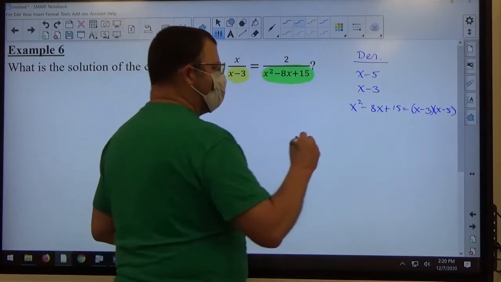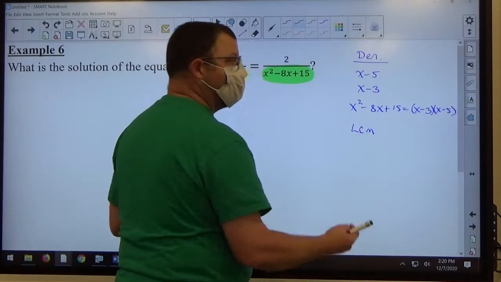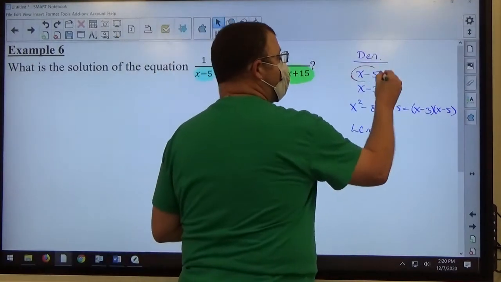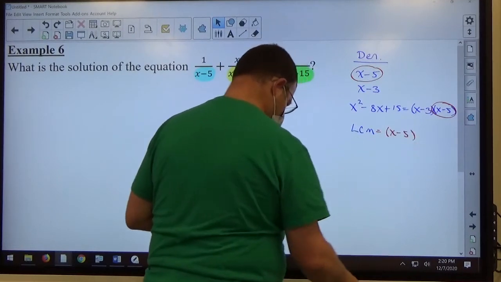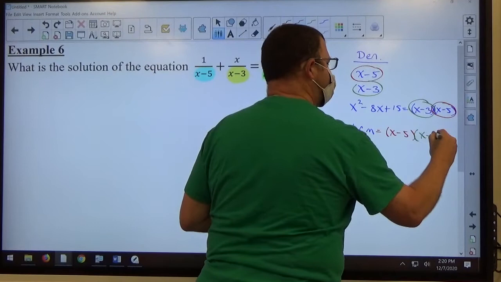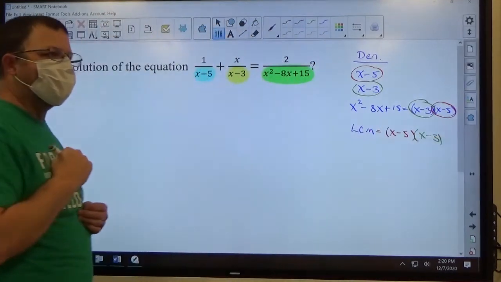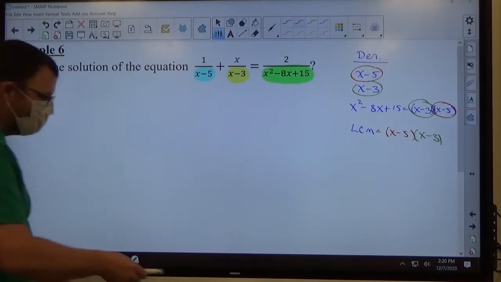And then for the least common multiple, I'm looking at the different types of pieces to these denominators. They have x minus 5 happening, so x minus 5 gets written down. And they got x minus 3 happening, so x minus 3 gets written down. The highest power of each is 1, so x minus 5 times x minus 3 is the least common denominator.